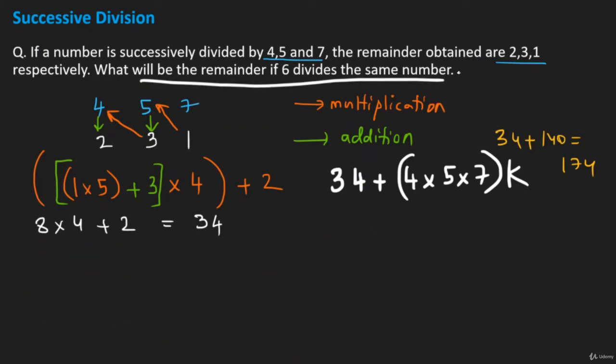The question says what will be the remainder if 6 divides the same number, right? So if 6 divides this numbers over here, what's the remainder? 6 is not a factor of the common difference, right?